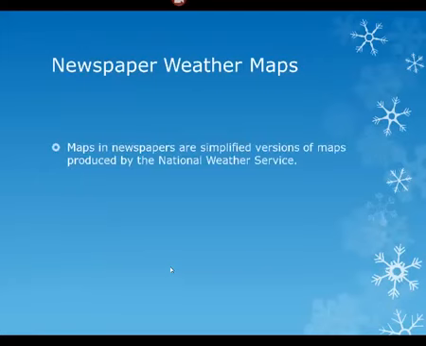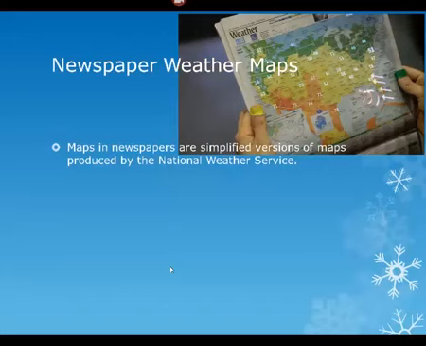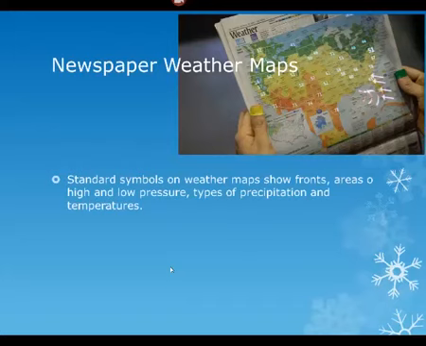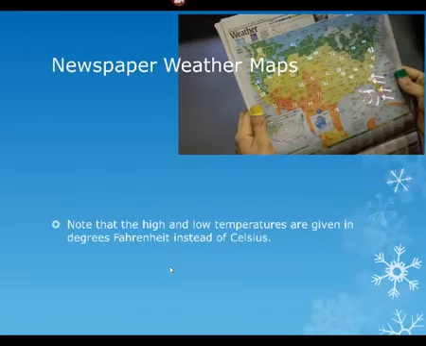Newspaper weather maps. Maps in newspapers are simplified versions of maps produced by the National Weather Service. You've probably seen these maps numerous times. Standard symbols on weather maps show fronts, areas of high and low pressure, types of precipitation, and also temperatures. Note that the high and low temperatures are given in degrees Fahrenheit instead of degrees Celsius. In the United States, we tend to like degrees Fahrenheit instead of degrees Celsius.